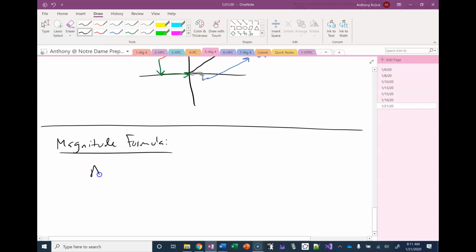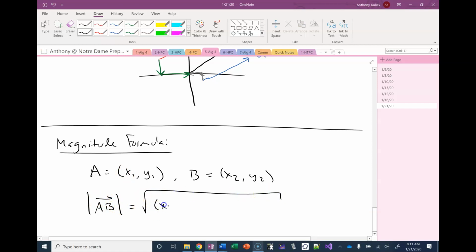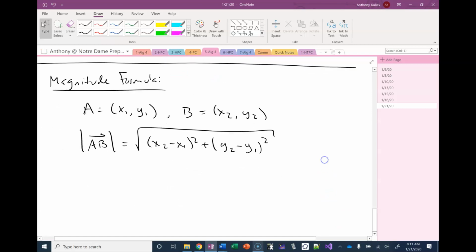So if I have a vector whose initial point is A and the terminal point is B, and I want the magnitude for my vector AB, if the magnitude is just the length, I can just apply the distance formula, right, which you probably recognize from your geometry course. Or your Algebra 1 course, you probably saw it there also.